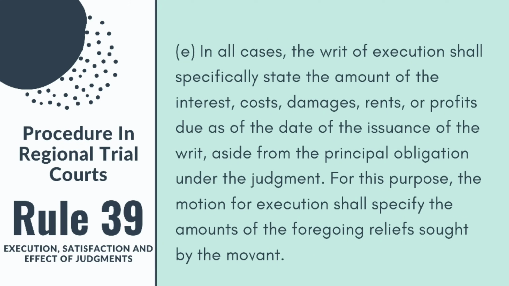In all cases, the writ of execution shall specifically state the amount of the interest, costs, damages, rents, or profits due as of the date of the issuance of the writ, aside from the principal obligation under the judgment. For this purpose, the motion for execution shall specify the amounts of the foregoing reliefs sought by the movant.